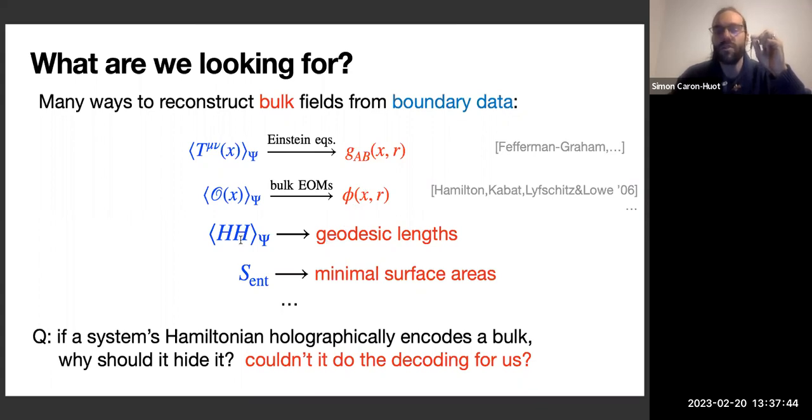Now, there are connections with geometry that are well understood. If you take the 2-point function of heavy operators at space-like separation, it typically gives you an exponentially small signal, and the exponent is proportional to the length of a geodesic in the bulk, which is very geometrical. Also, entanglement entropy is related to the area of minimal surfaces.